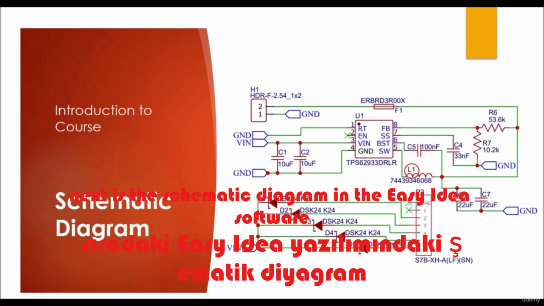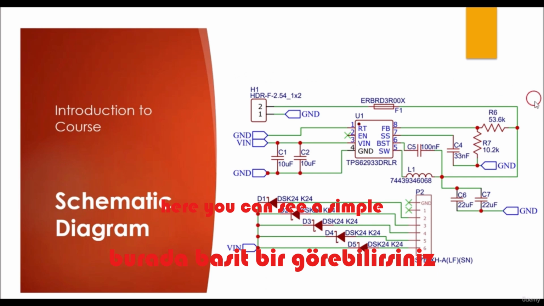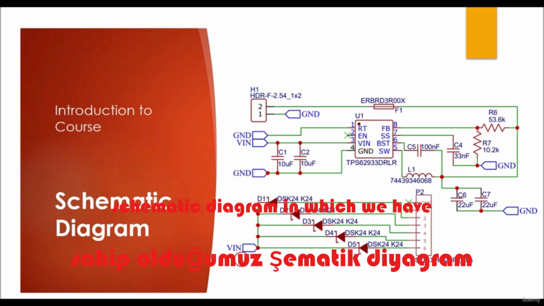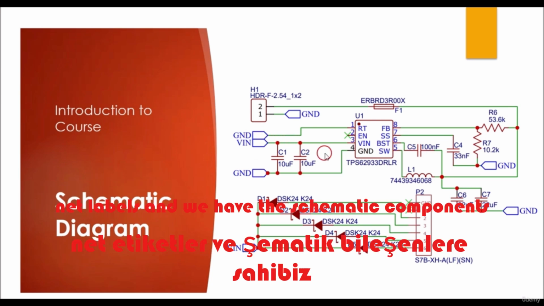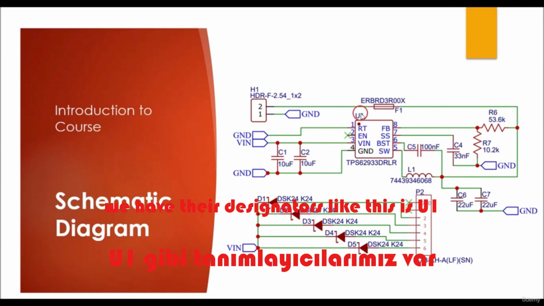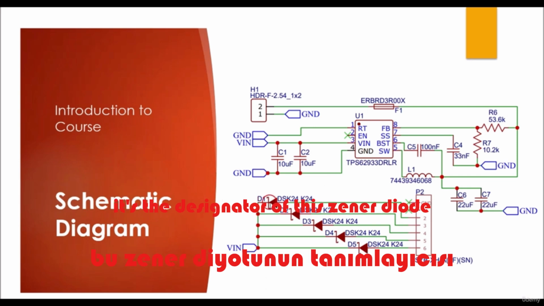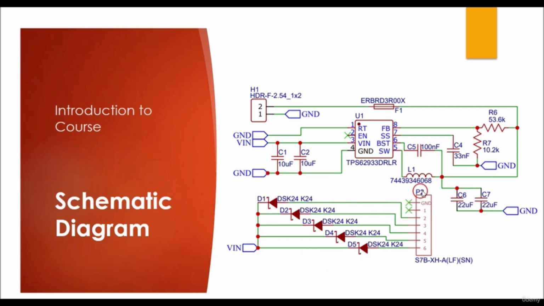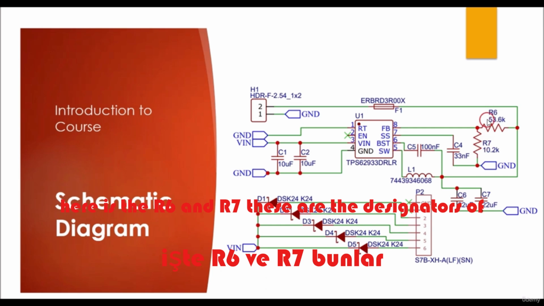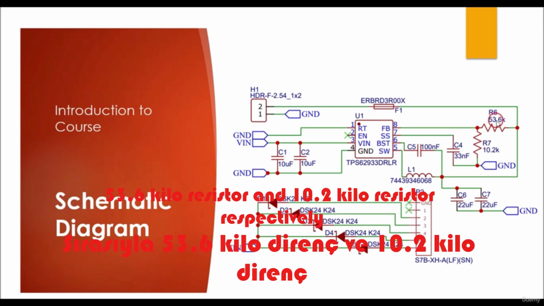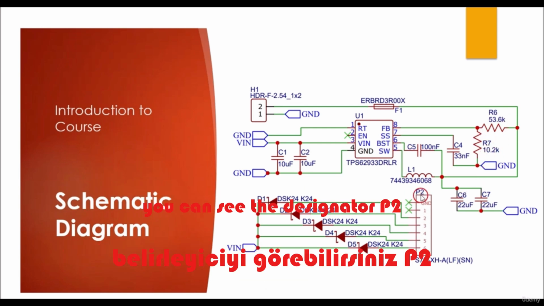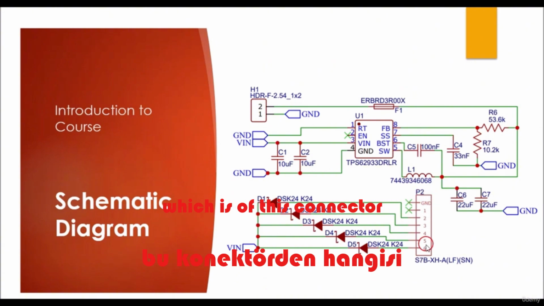Next is the schematic diagram in the EasyEDA software. Here you can see a simple schematic diagram in which we have different types of net labels, and we have the schematic components. We have their designators, like this is U1, the designator of this IC. This is D1, the designator of this Zener diode. Here are R6 and R7. These are the designators of the 53.6 kilo resistor and the 10.2 kilo resistor respectively. You can see the designator P2, which is of this connector.